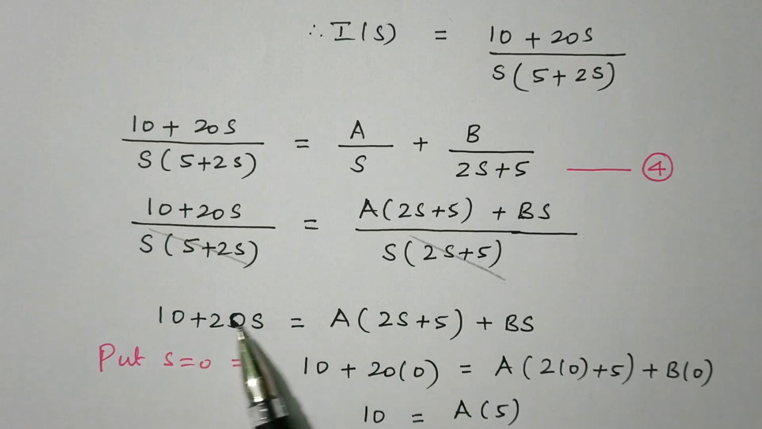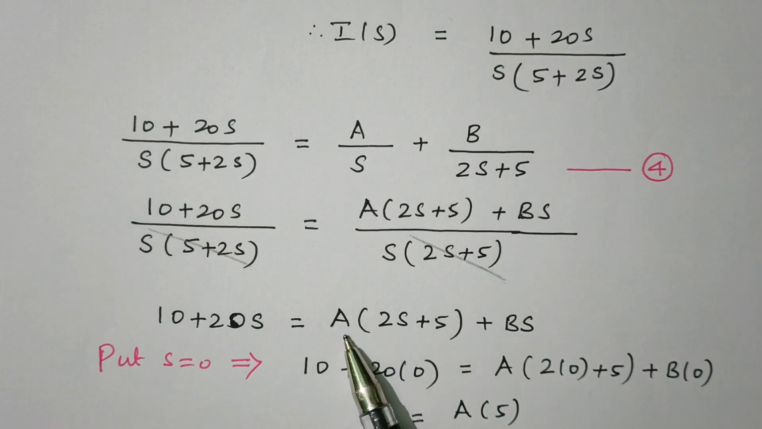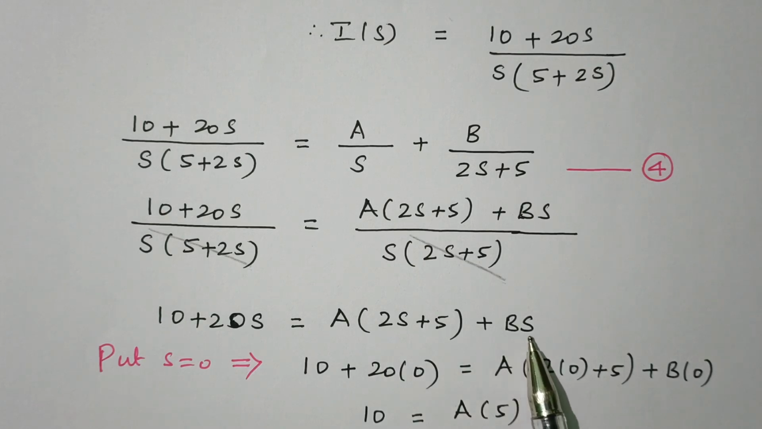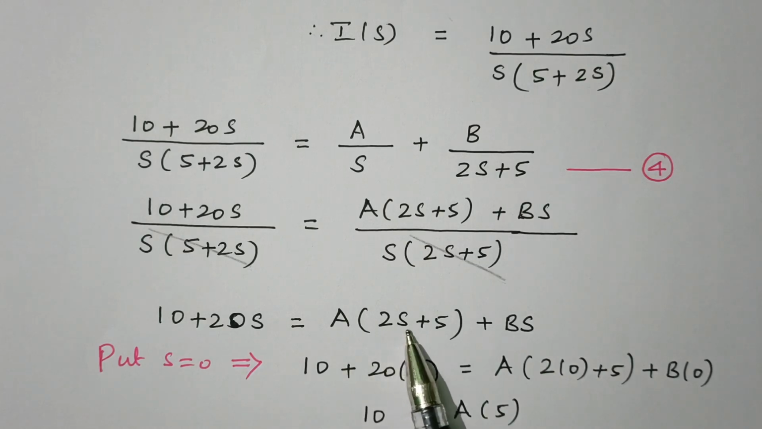Now finally we got the simplified expression. Next our aim is to find the value of A and B, so that we can go for inverse Laplace. How to find the A and B value? From this value itself we can identify. If you substitute s equal to 0, this term is 0, so that we can find A value. Similarly, if you substitute 2s plus 5 equal to 0, so that s equal to minus 5 by 2, this term gets 0, so that we can find B value.